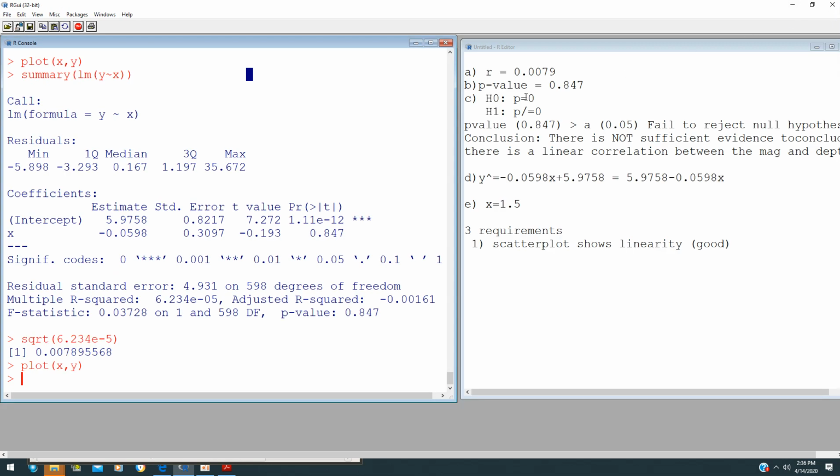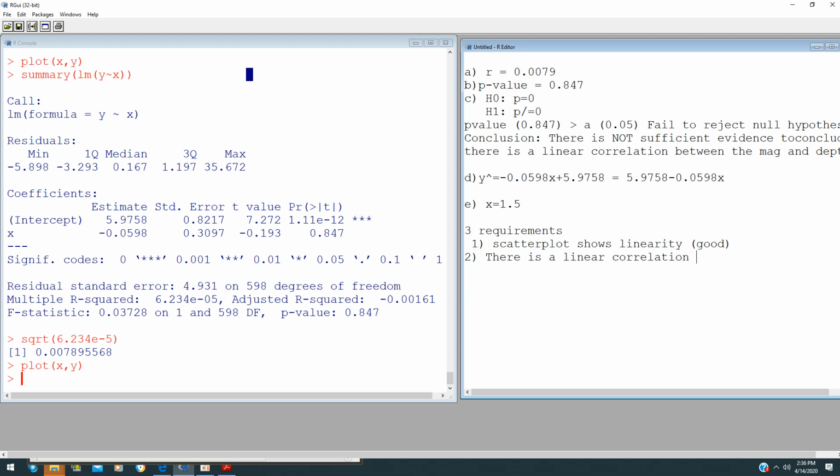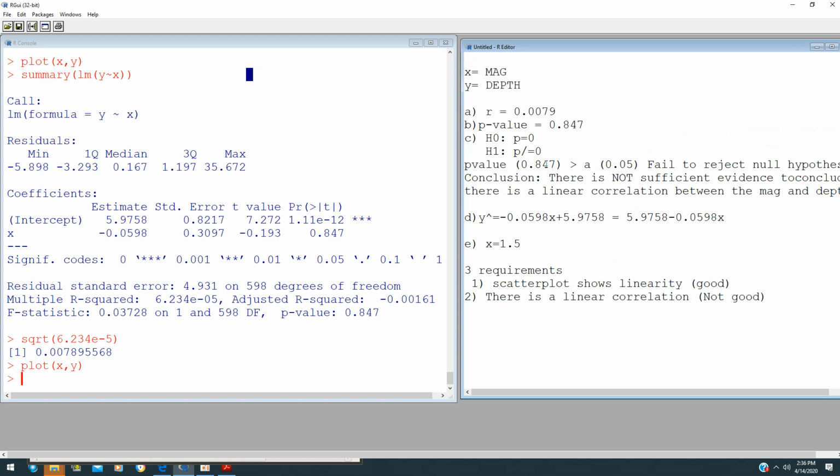Next, the second requirement is that there is a linear correlation. Unfortunately, this is not good. The reason is that we already did this in part C, where you noticed that you already said there is not sufficient evidence. That means there is not a linear correlation. So this is no good, and we do not need to do the third step. We can skip it because this is a bad model.